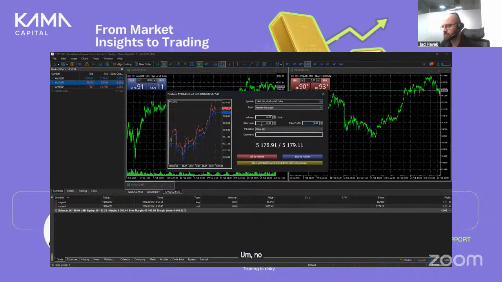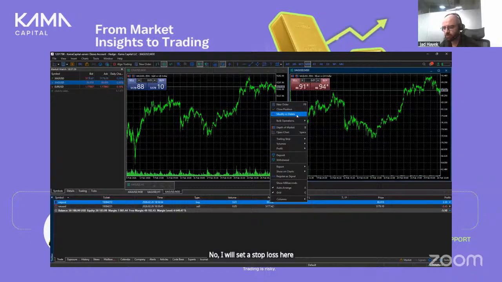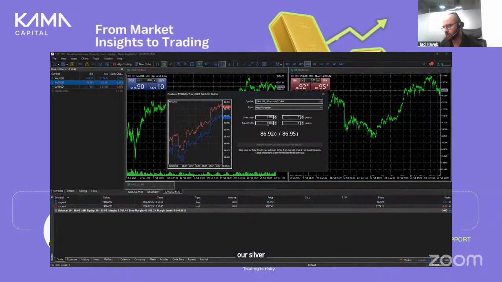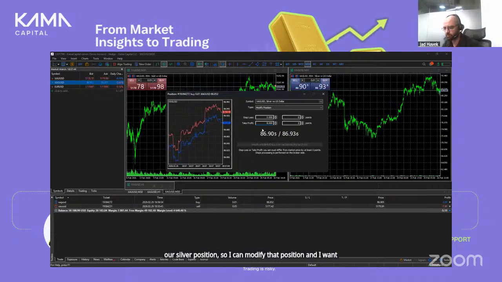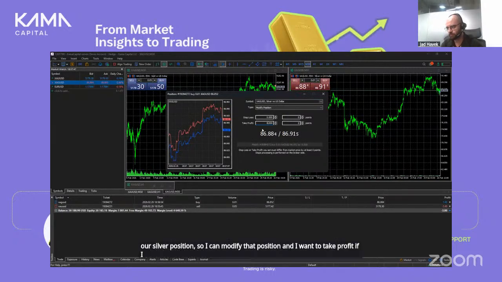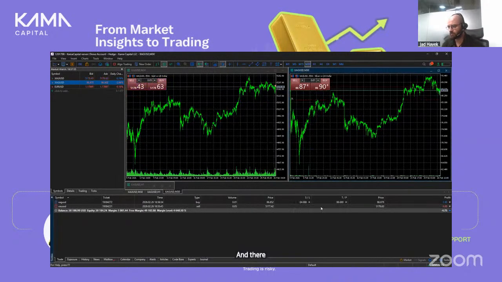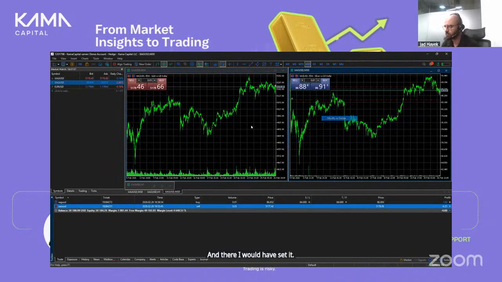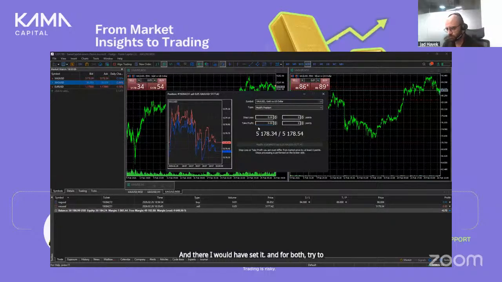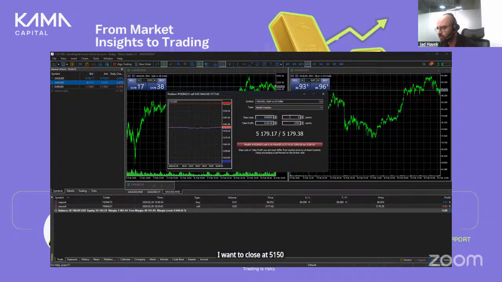Now, I will set a stop loss here for our silver position, so I can modify that position, and I want to take profit. If I'm buying, I have to take profit. It's going to be at a higher price, and I have the stop loss that's going to be at a lower price. And there I would have set it. And for gold, if I do the same, I want to close at 5,150 and at 5,2.